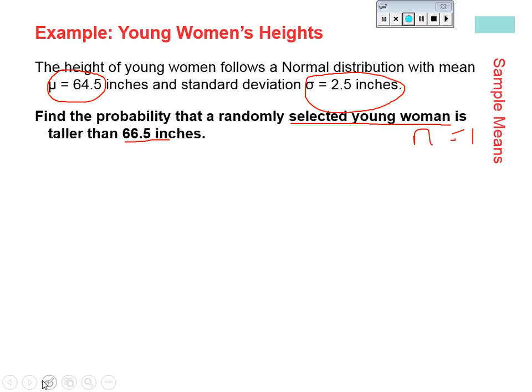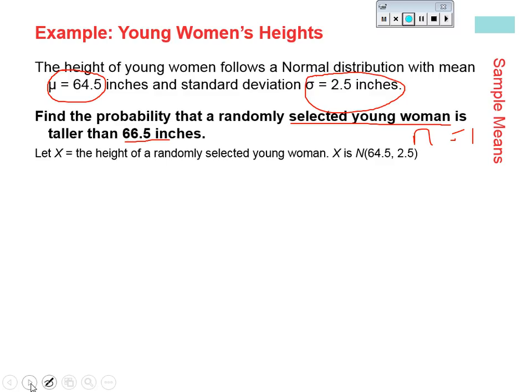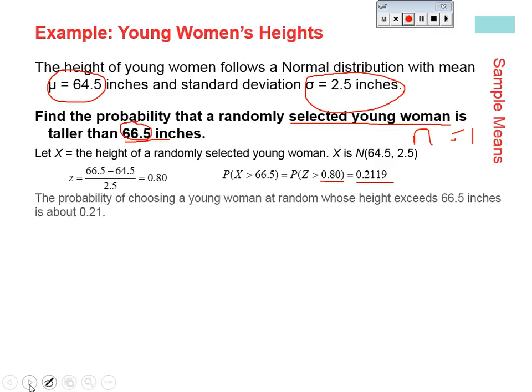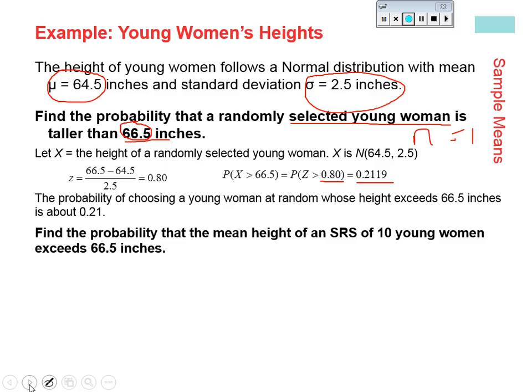So when I go to do this, first what I want to find is what the z-score for 66.5 inches would be. So in this case, I'm going to do 66.5 minus 64.5 divided by 2.5, which comes out to be 0.8. And then if I do the normal CDF from 0.8 to E99, here's the probability, 0.2119. So that would tell me I have roughly a 21% chance of choosing somebody who's taller than 66.5 inches.